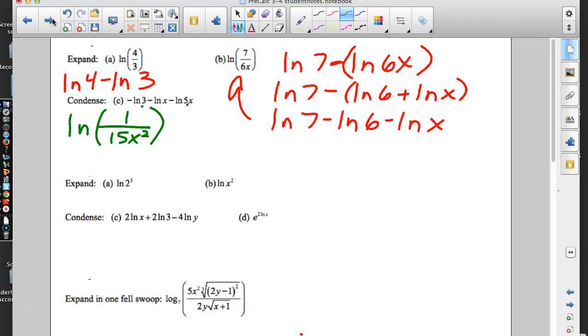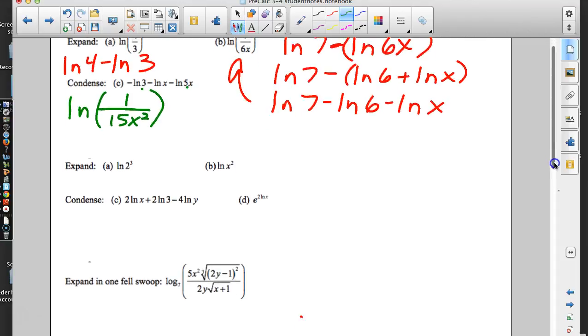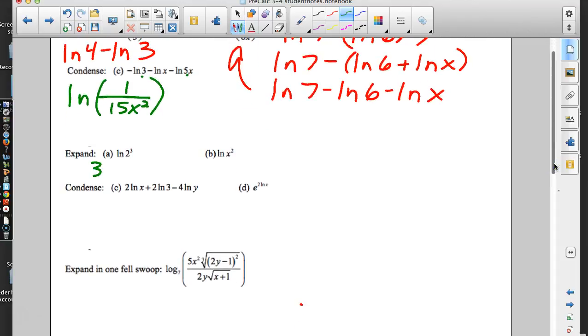How about expanding 2 to the 3rd? That's a little silly, but what would we do if we're using that power property? Multiply. Natural log of x squared?